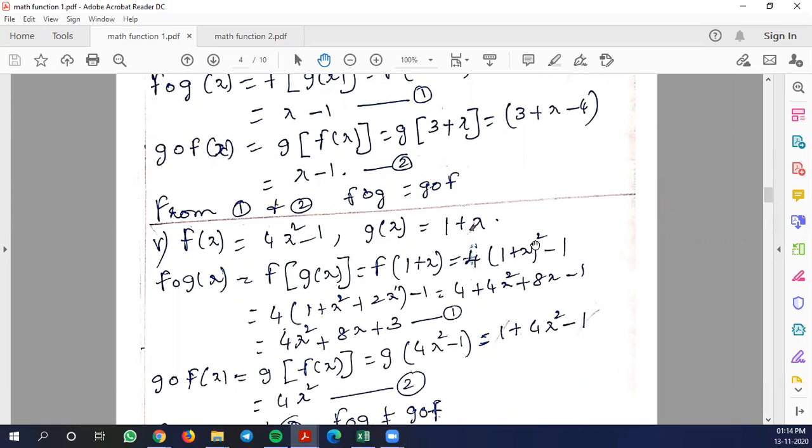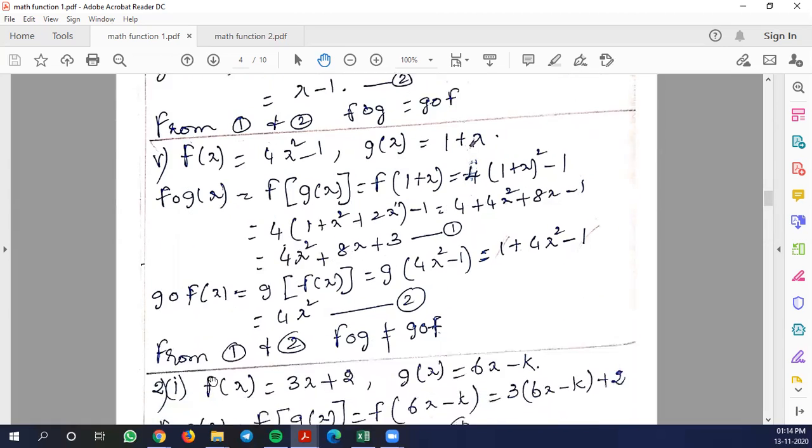So 4 into (1 + x) squared is the (a + b) whole square formula. I am expanding: 1 plus x square plus 2x, minus 1. So here multiply this one by 4. 4 plus 4x square, 4 2s are 8x, minus 1 is outside. Now I am writing this one 4x square plus 8x, 4 minus 1 is 3.